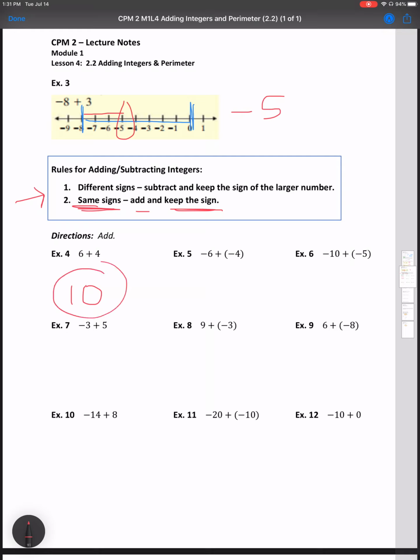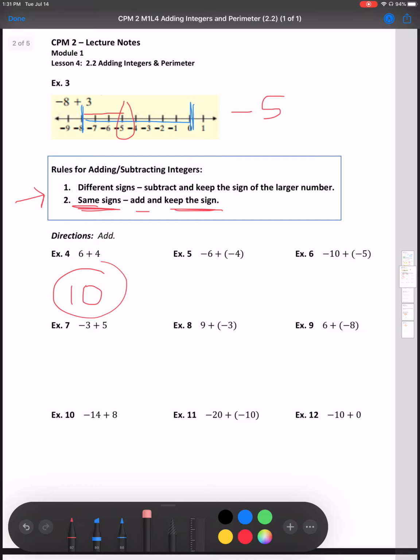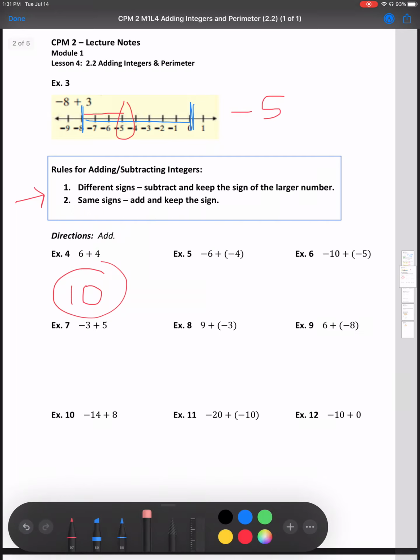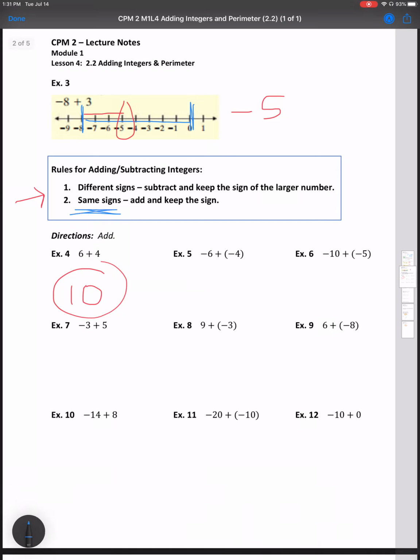Okay, let's go to the next one. If you saw -6 plus -4, if I asked you same sign or different signs, what would you tell me? Here, if you look directly in front of the number, do you notice they both have the same sign? They both have a negative in front. So again, yes, they are the same sign.